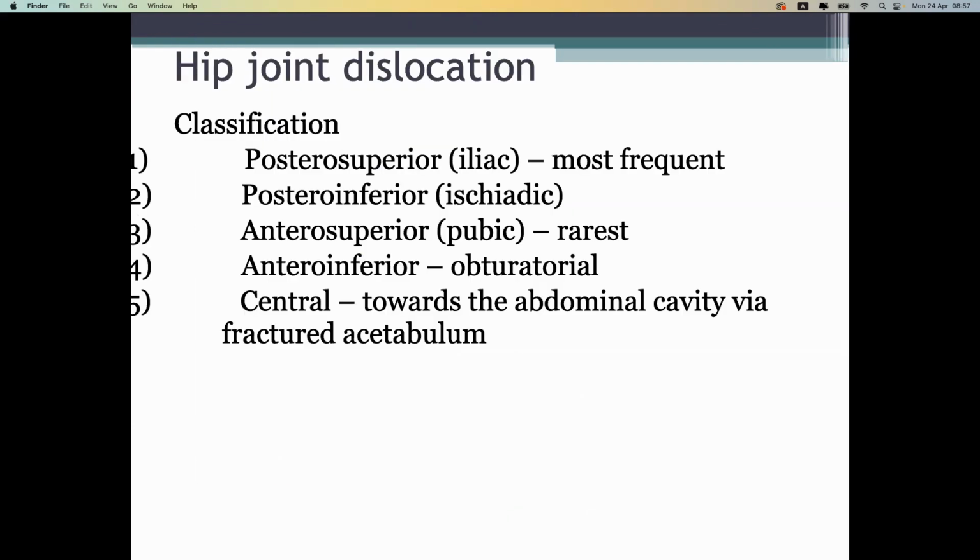The hip joint dislocation is not a very difficult topic. It's just like the shoulder joint dislocation, just like the shoulder joint dislocation.